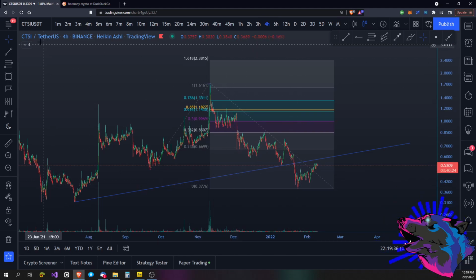By the way, this is the Cartesi chart, shout out to Cartesi, a project that I happen to like, and well, I'll leave it at that. Not financial advice, but it's a nice one, especially when it's doing well, which obviously not much is at the moment, but whatever. Still like it.